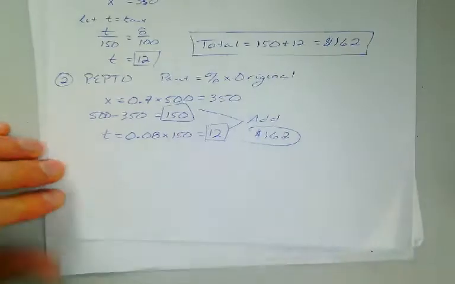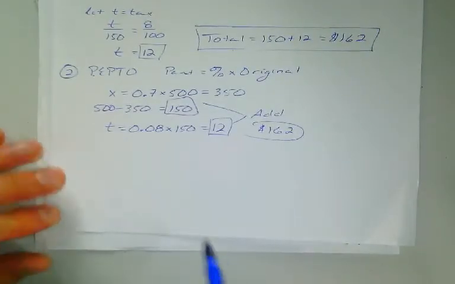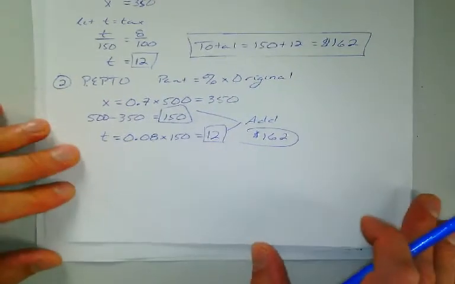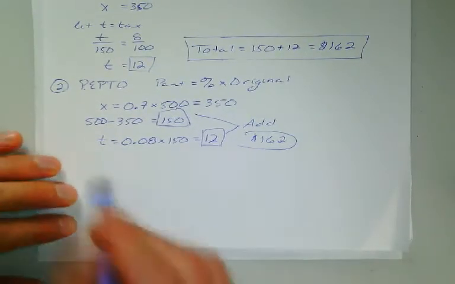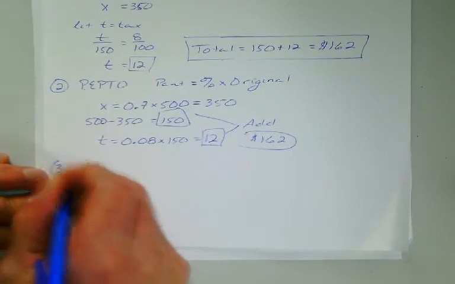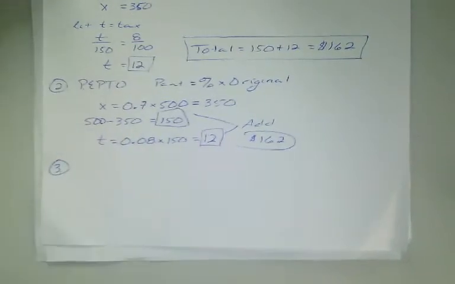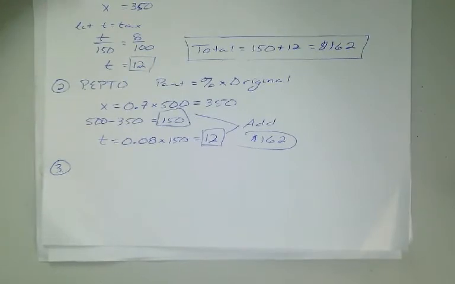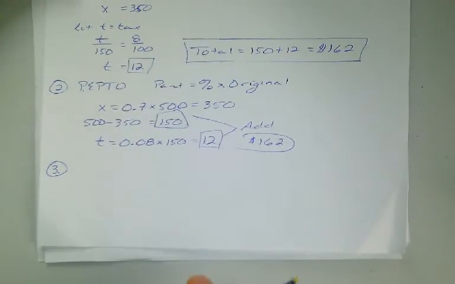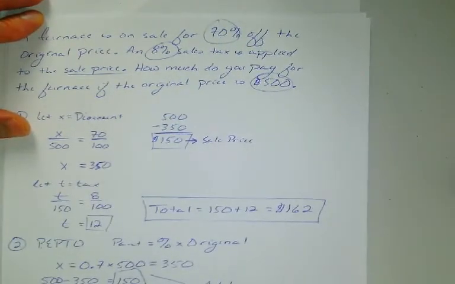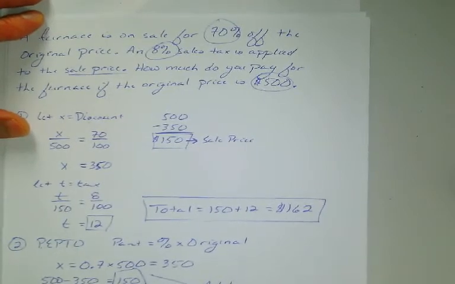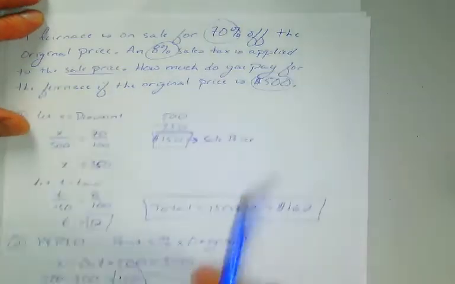The third way we could have done this, there's several ways. We could have done this one in our heads, guys, using the fact that we can find 1% and 10% of a number very easily. But let's do this using PEPTO again. However, let's do it with one string of multiplication. The furnace was 70% off, meaning that you paid for 30% of it. So we could have found 30% of 500.